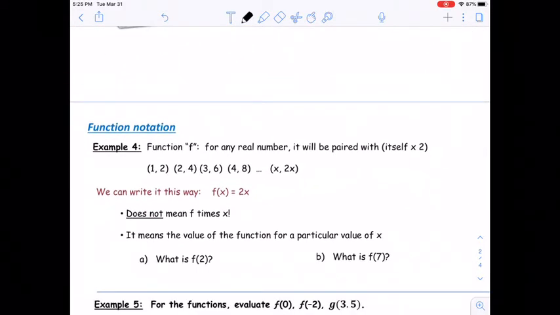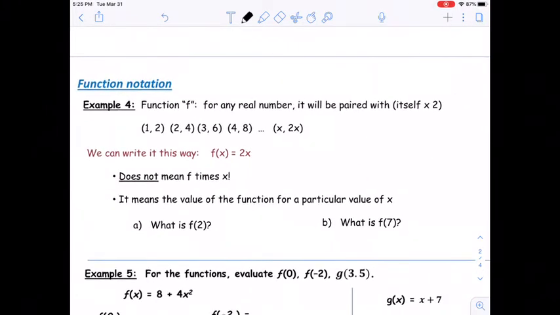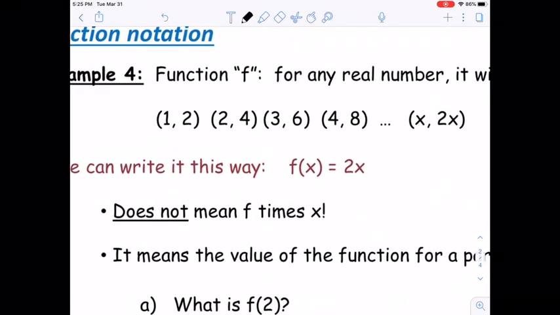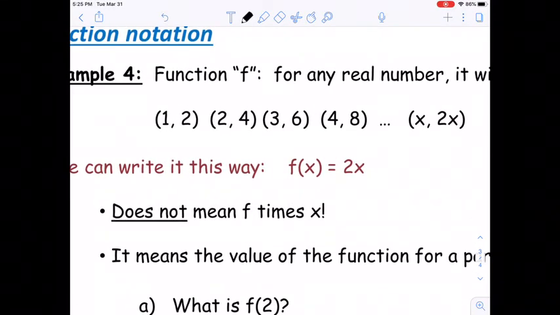Function notation. So we often name functions with letters, like F or G or H, some letter of the alphabet. So if we think about this function f in example 4, it's going to be paired with itself times 2. So if I put in a 1, I'm going to get out a 2. Put in a 2, it's going to be a 4. 3 gives me an output of 6. 4 gives me an output of 8. And in general, any number that I put in will give me an output that's twice as big.